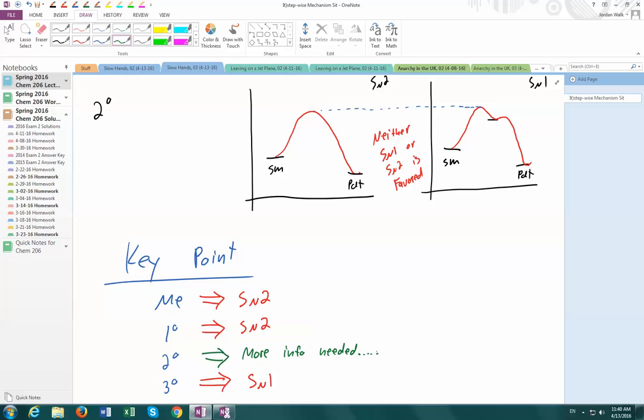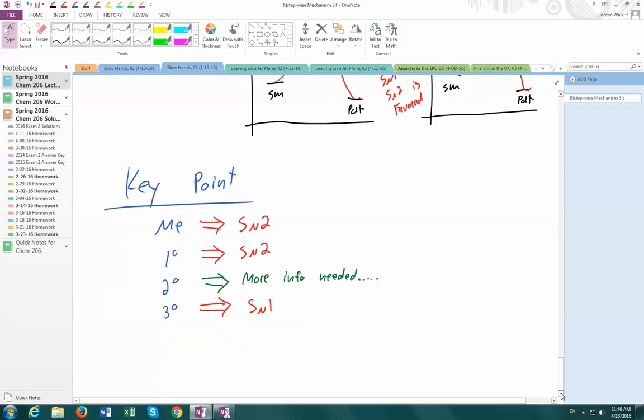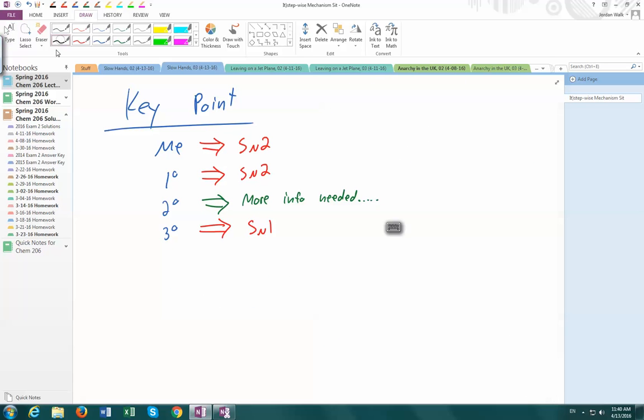Okay, so more info needed, and so that'll lead us into Roman numeral number 5, which we'll title more info. All right, so you need more info, and this is where you get it. So this is going to walk us through the process of what else can we consider to determine if we're going to go SN1 or SN2.